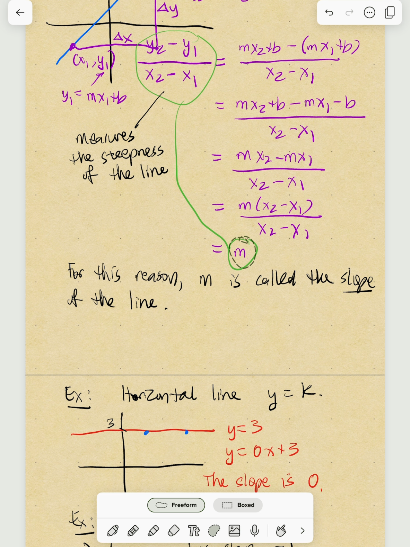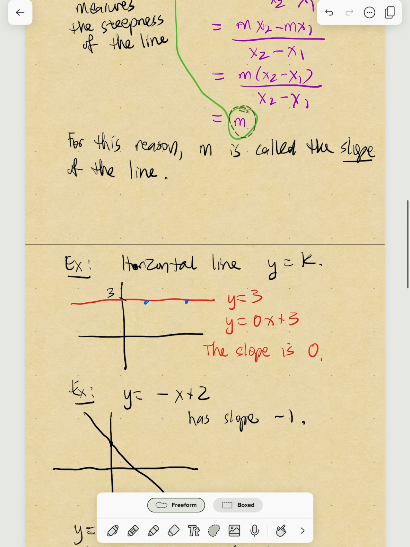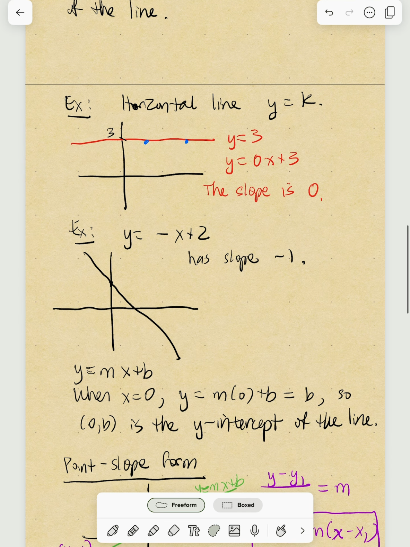Now notice that (y2 minus y1) over (x2 minus x1) is a measure of the steepness of the line. If the line is really steep, then y2 minus y1 is really big relative to x2 minus x1. So for this reason, the constant m is called the slope of the line. So every line has a slope. Let's look at some examples.